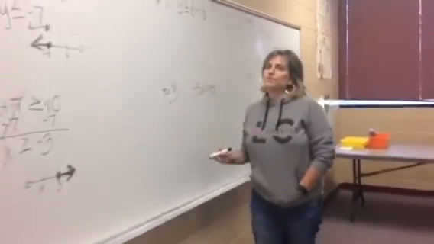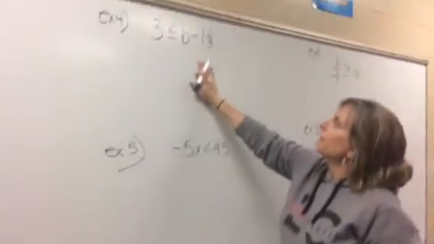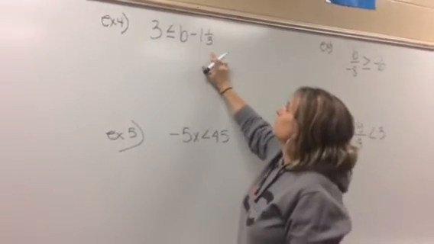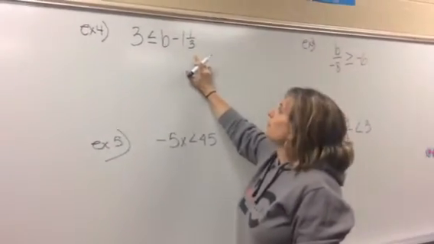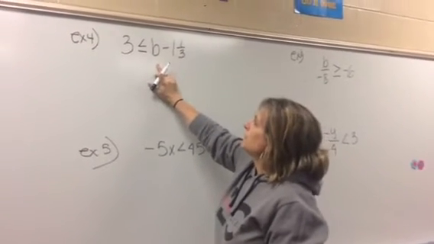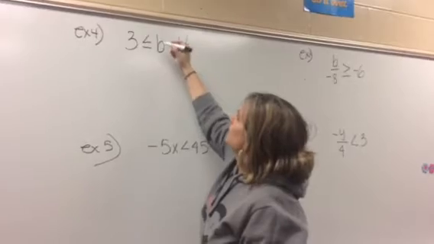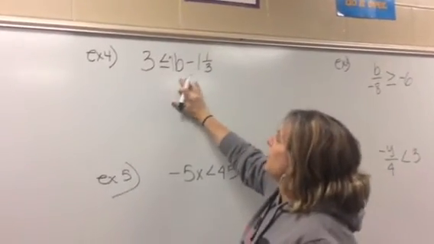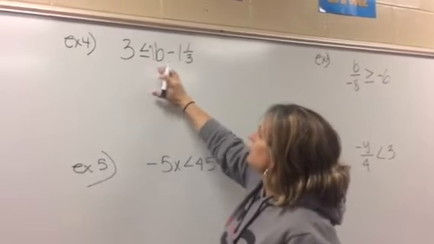All right, let's go over to example number 4. Okay, we have 3 less than or equal to b plus 1 and 1/3. So now you have a fraction, a mixed number on the same side as b. Okay, so again, we talked about this being 1b. We know it's positive, but I have to get b alone. What's happening to b?